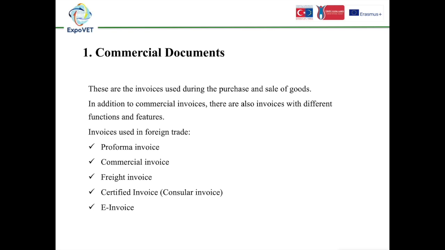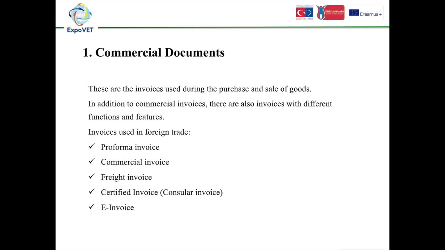A pro forma invoice is a proposal invoice, also called a pre-invoice. Pro forma invoice is especially used in foreign trade. It is also considered as an international sales contract. In addition, this invoice is also used for sending sample goods abroad.